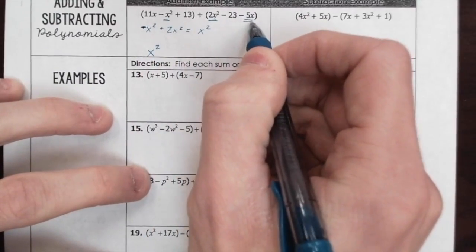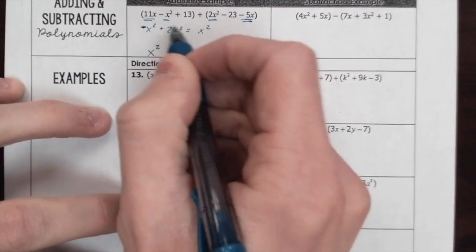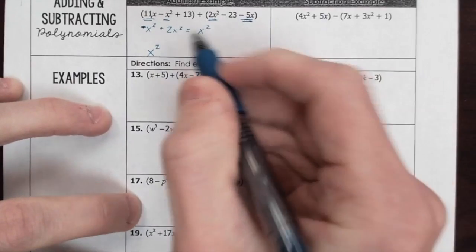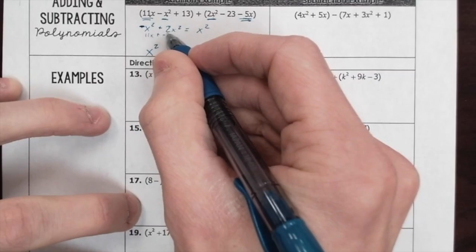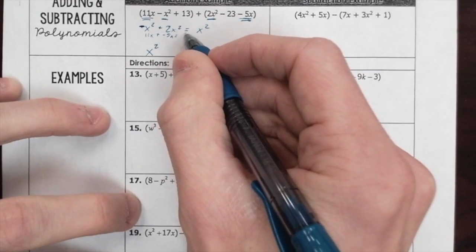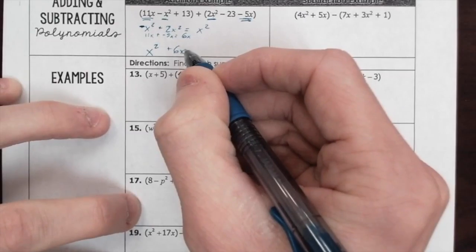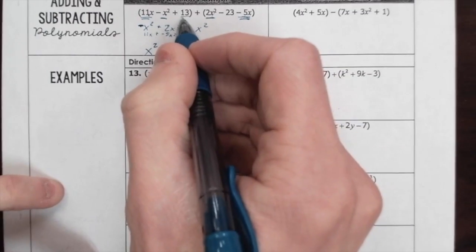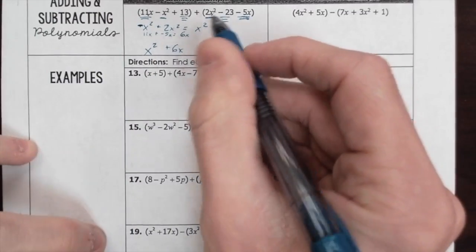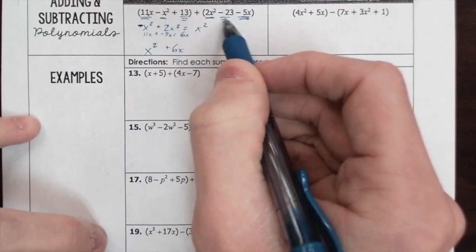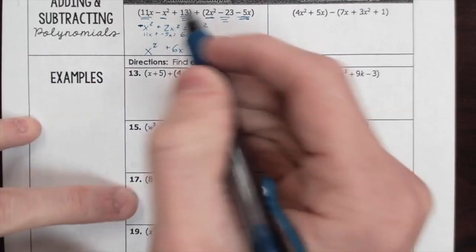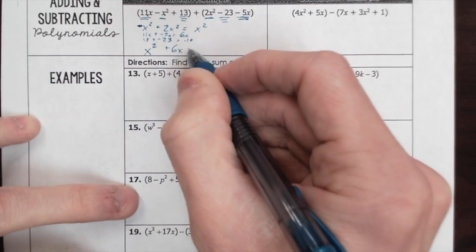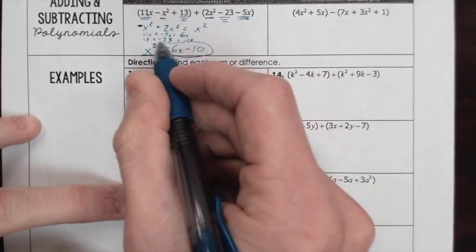Okay, so we're moving on to the next thing. We have negative 5x and 11x. So we're going to say negative 11x plus negative 5x. So that gives you 6x. Now we have one more thing. We have 13 and negative 23, and those are both constants. So that's our last term here. We have 13 plus negative 23. And you could put that in your calculator and see that it's negative 10, so that's why we write minus 10 right there.